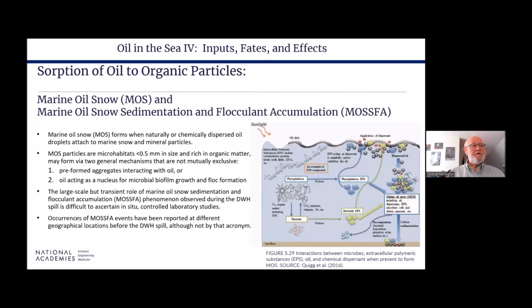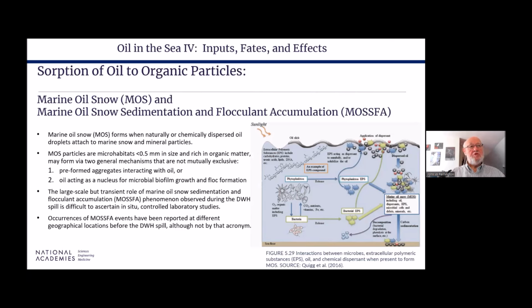Scott has already mentioned the issue of marine oil snow and marine oil snow sedimentation and flocculant accumulation, MOSFA. Marine oil snow forms when naturally or chemically dispersed oil droplets are attached to marine snow and mineral particles. Well, people often ask, what is marine snow? It's a description of flocculant particulate material in the water column.